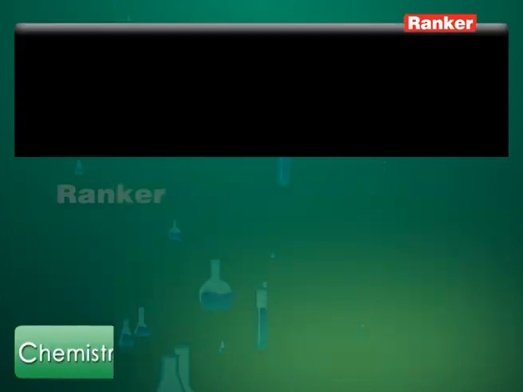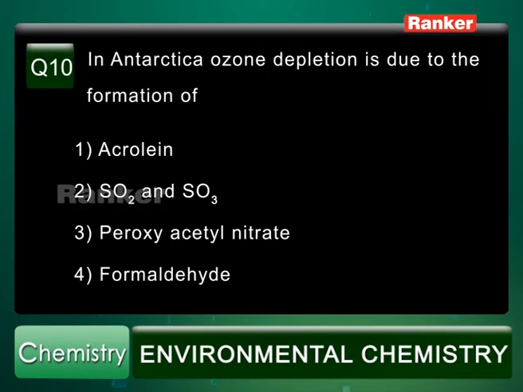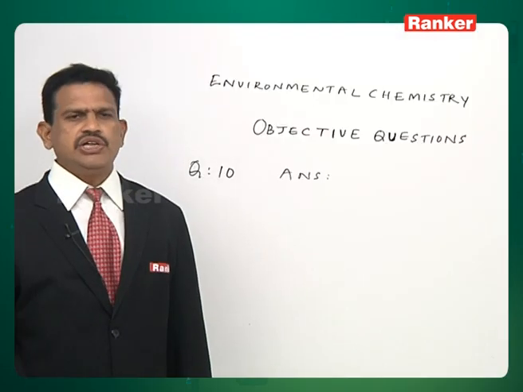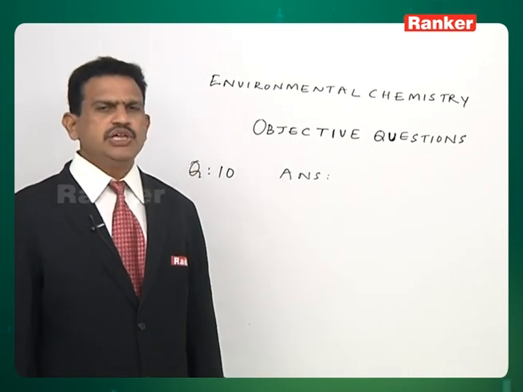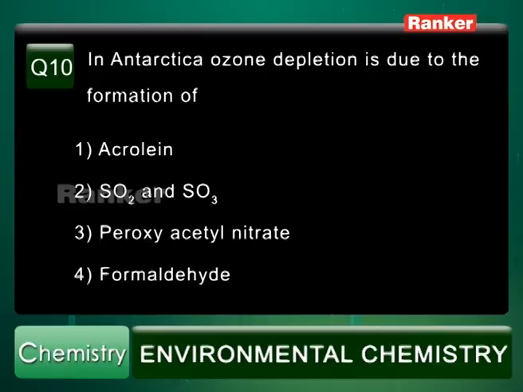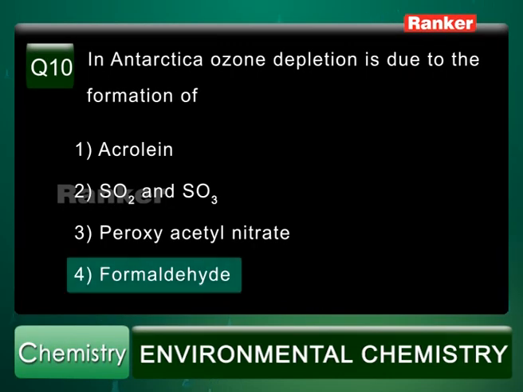Moving to question number 10. In Antarctica, ozone layer is depleted because of the formation of option 1, acrolein, a vinyl polymer. Option 2, SO2 and SO3. Option 3, peroxyacetyl nitrate, PAN. Option 4, formaldehyde, HCHO. In the Antarctica region, ozone layer is getting depleted because of the formation of HCHO, that is formaldehyde. So answer is 4 for question number 10.